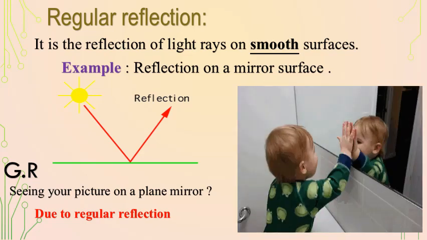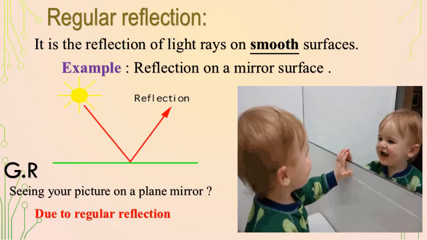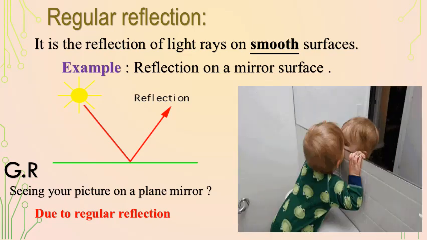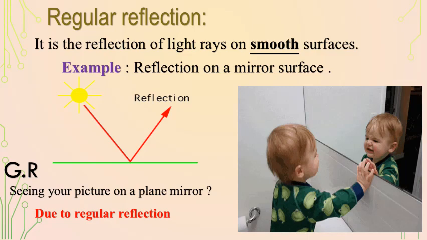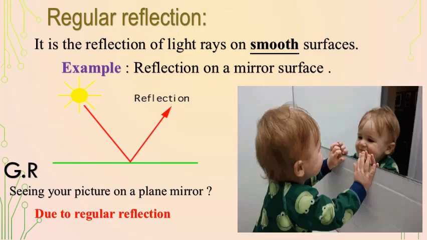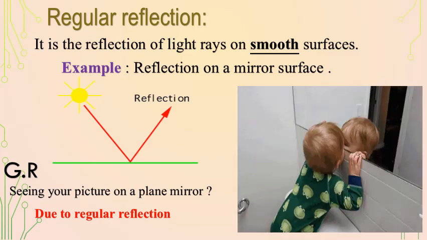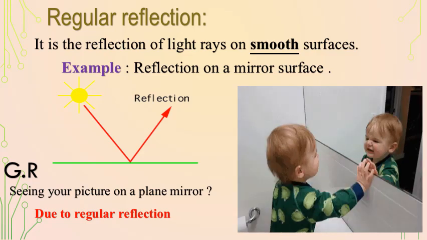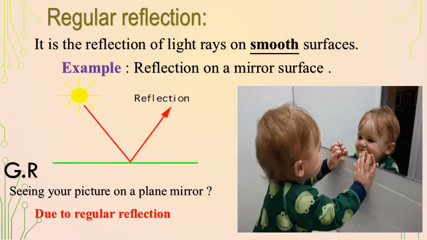Okay, when you look at the paper, can you see your picture? Of course not. Why? Why can we not see our image on the paper? Because the paper is not a smooth surface. That's why no image will be formed on it.